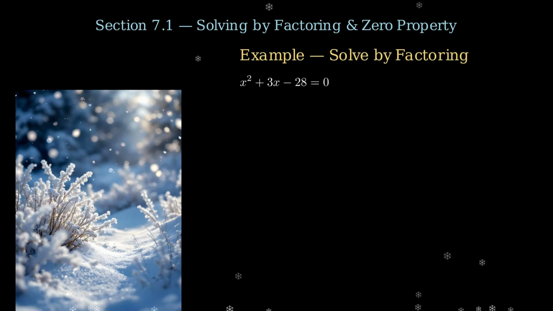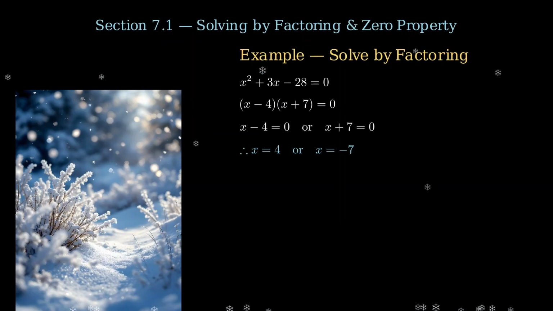Let's solve the quadratic equation x squared plus 3x minus 28 equals 0 by factoring. First, we factor the trinomial into x minus 4 multiplied by x plus 7 equals 0. By the zero product property, we set each individual factor to 0. Therefore, either x minus 4 equals 0 or x plus 7 equals 0. This gives us our final solution, x equals 4 or x equals -7.